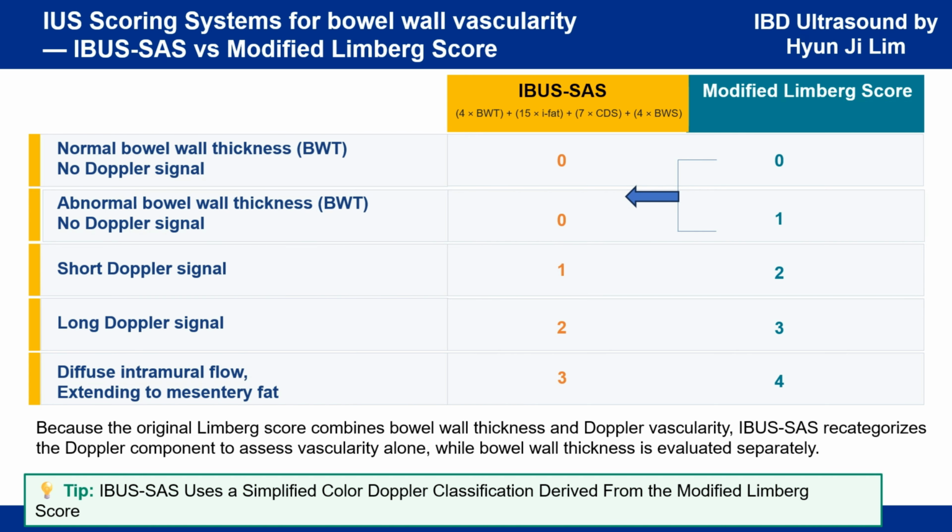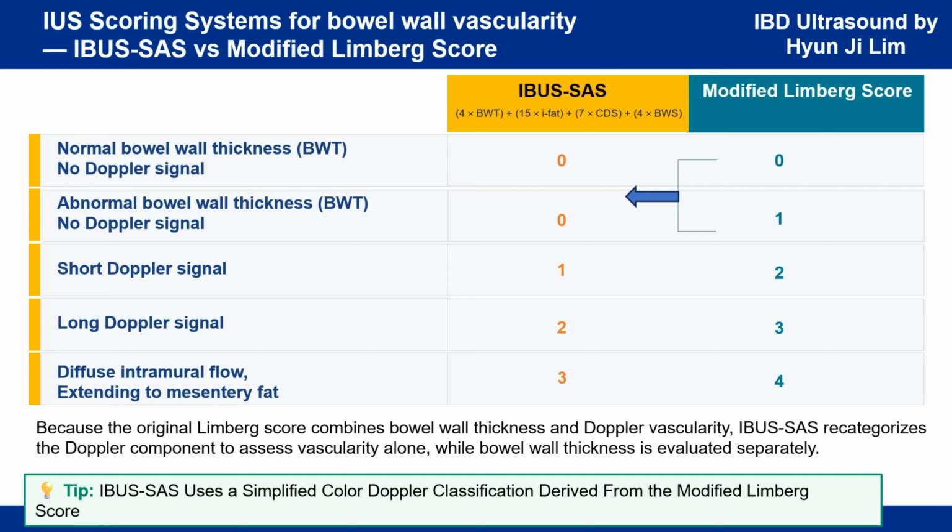This slide compares the IBUS-SAS color Doppler grading system with the modified Limburg score. The key point is that the original Limburg score combines two findings, bowel wall thickness and Doppler vascularity. For example, if the bowel wall thickness is normal and there's no Doppler signal, both systems score it as 0. However, if the bowel wall is thickened but there's no Doppler signal, the modified Limburg score becomes 1 because it includes bowel wall thickening in the score.